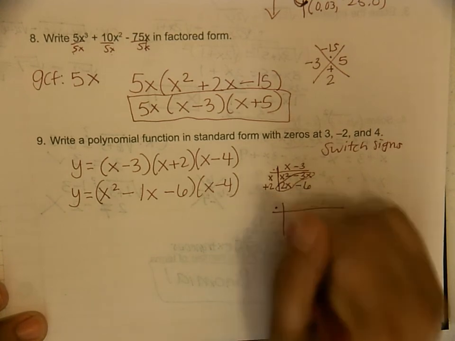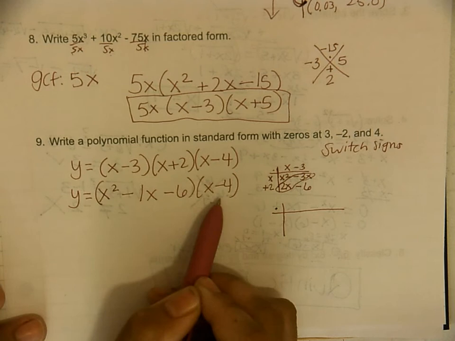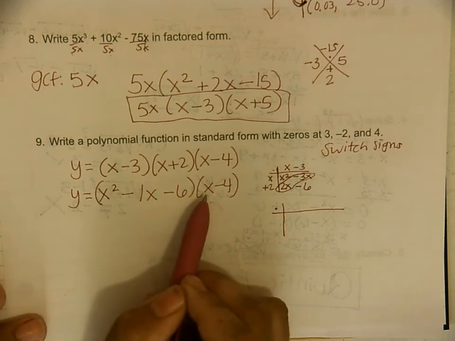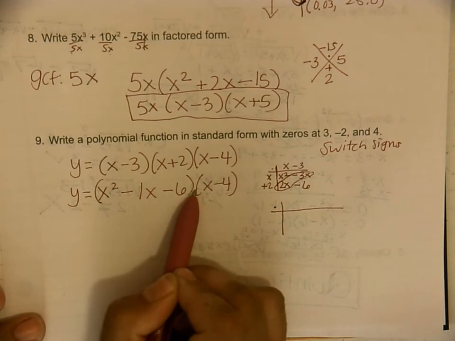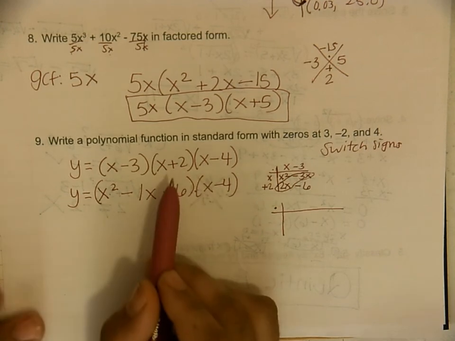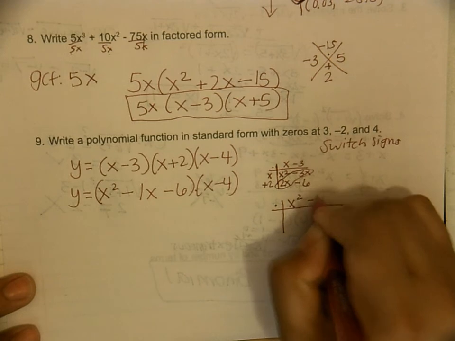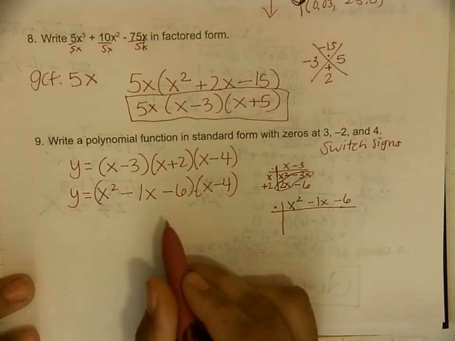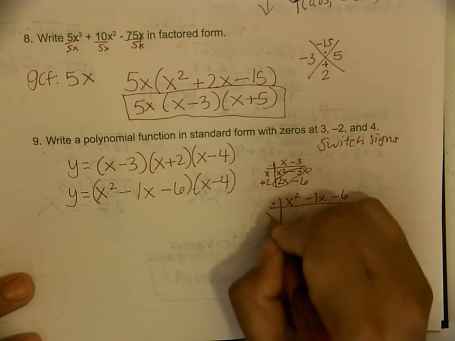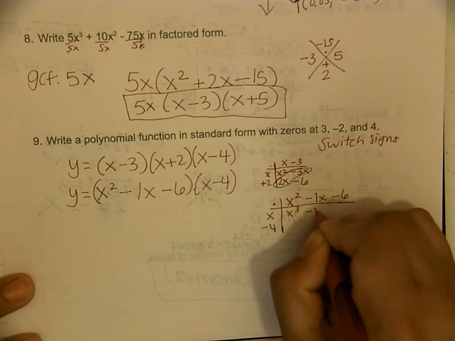Now, if you choose to use FOIL instead both times, the second time you have to be careful because it's not just 4 terms. It's not technically FOIL. It would be multiplying the x times all 3 terms and the negative 4 times all 3 terms. So you'd get 6 terms, and then you would have to simplify further. Let's see what it looks like with the box. So I wrote out on the top the trinomial, x squared minus 1x minus 6, and x minus 4 along the side. So then I can start multiplying.